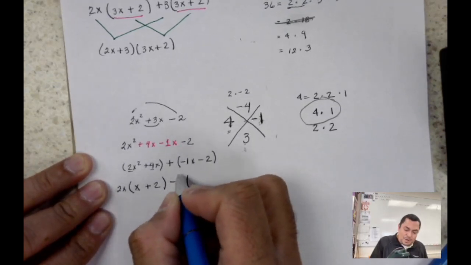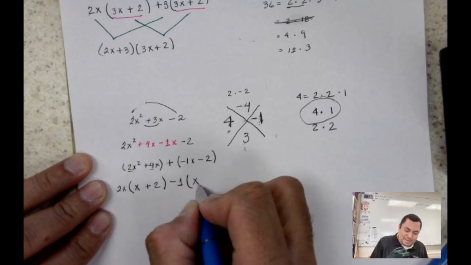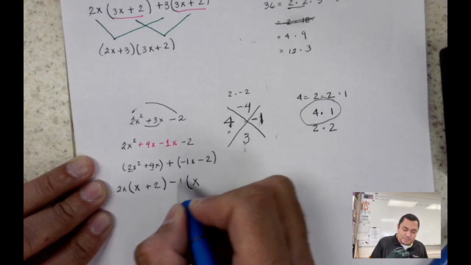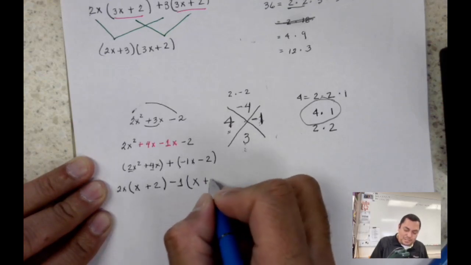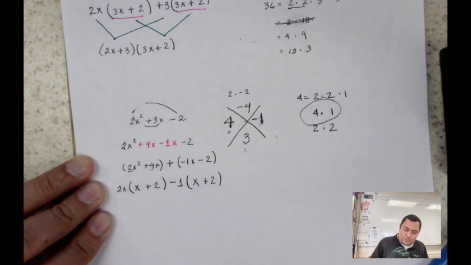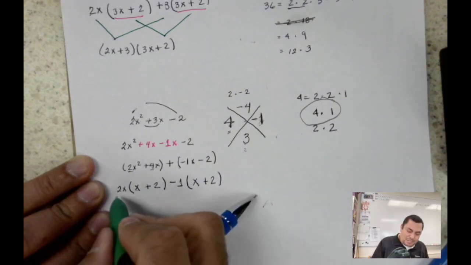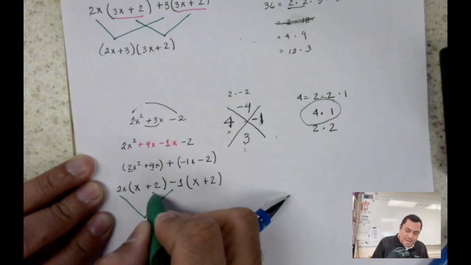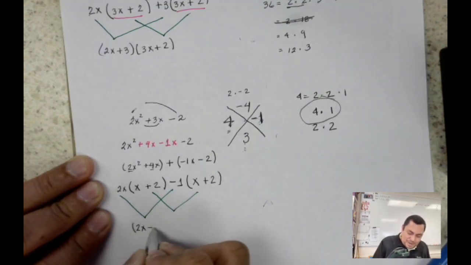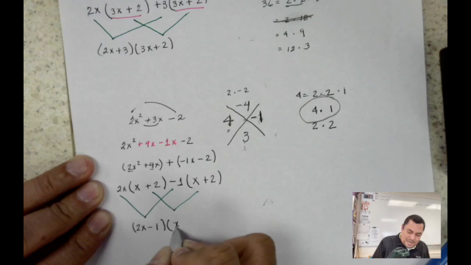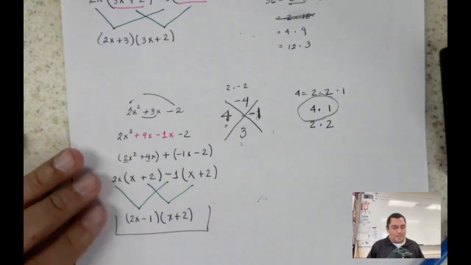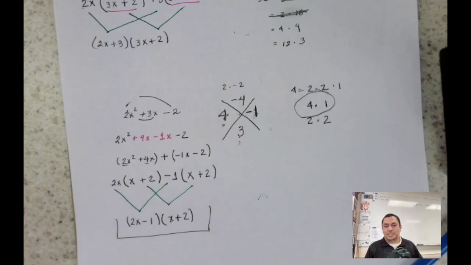Now, negative 1 divided by negative 1 is positive 1x. I'm not going to write the 1 anymore. Negative 2 divided by negative 1 is positive 2. See, x plus 2, x plus 2. Now I'm going to proceed to group 2x minus 1, x plus 2. So I have 2x minus 1 and x plus 2. And this one is my solution to the factorization.